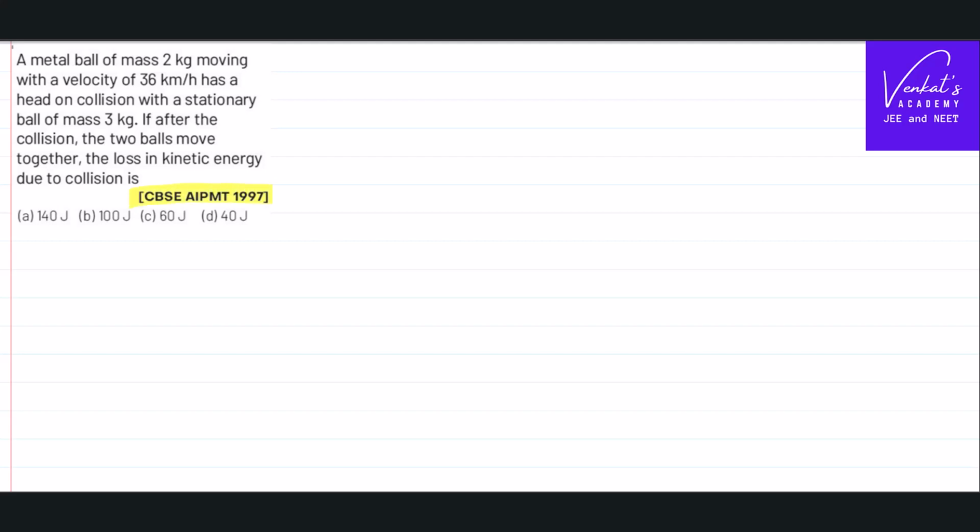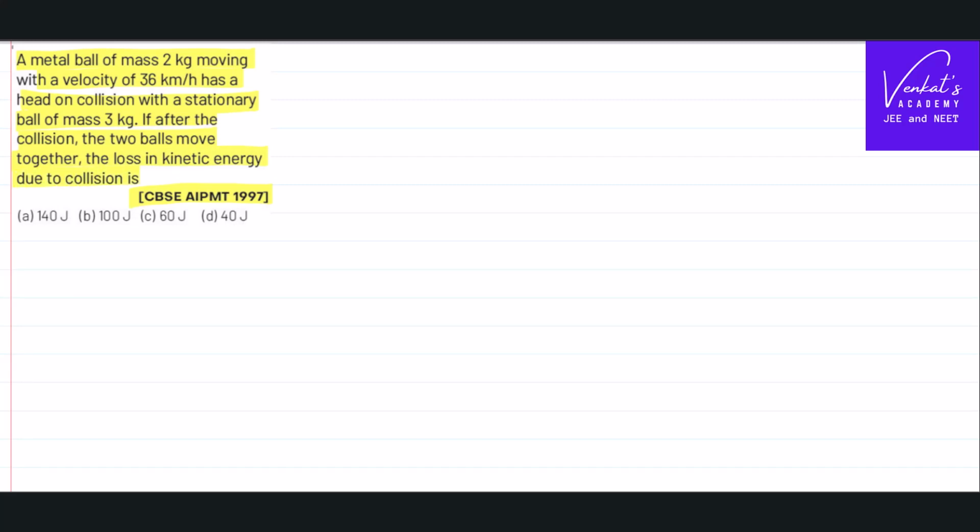It's a CBSE question in collisions, work, power, energy. The problem is like this: a metal ball of mass 2 kg moving with a velocity had a head-on collision with a stationary ball of mass 3 kg. After the collision, if they move together, what is the loss of kinetic energy?